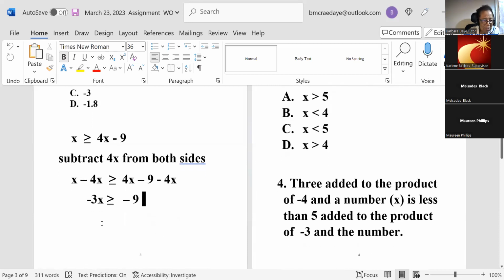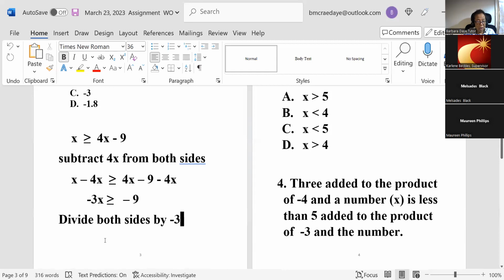Okay, Mercedes, what is your next step? I'm thinking about dividing by 3 on both sides. That's right, because that's a multiplication. Very good. So you pick the right choice: divide both sides by -3, right? Yes, because -3 is your coefficient.